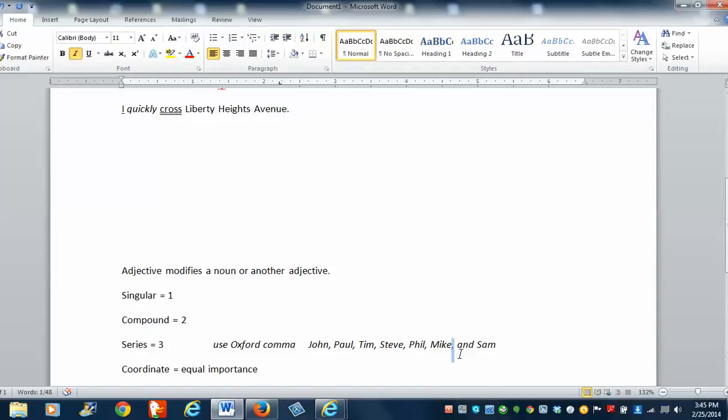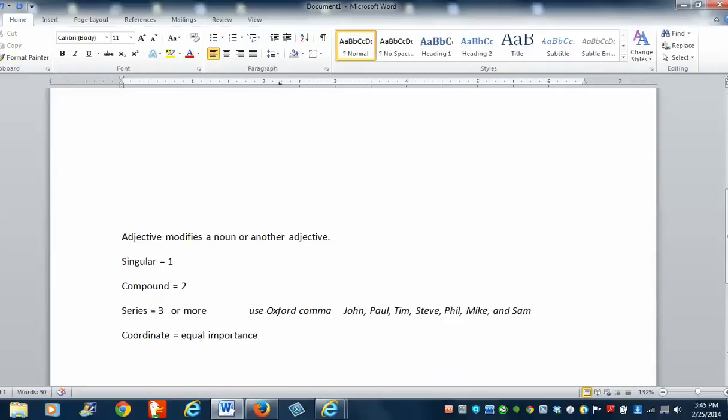Okay, so there's some concepts. Singular is 1, compound is 2, series is 3 or more. I should have clarified that. And the Oxford comma. I've talked to you about what coordination is, and of course that's equal importance. Something that is non-coordinate, or even called subordinate, is what? Not of equal importance.